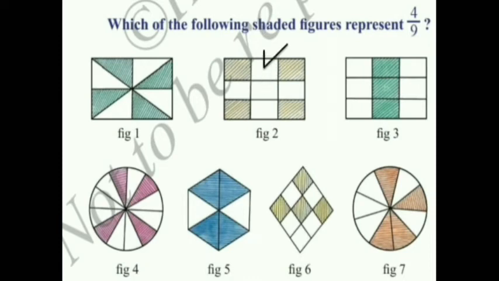The third figure has 9 parts, but it does not have 4 parts shaded, so we will not tick this. The fourth figure has 12 parts. It does not have 9 parts, so we will not tick this figure. The fifth figure does not have 9 parts, so we will not tick this figure. In the sixth and seventh figure, there are 9 parts. It also has 4 parts shaded, so we will tick both of these figures.